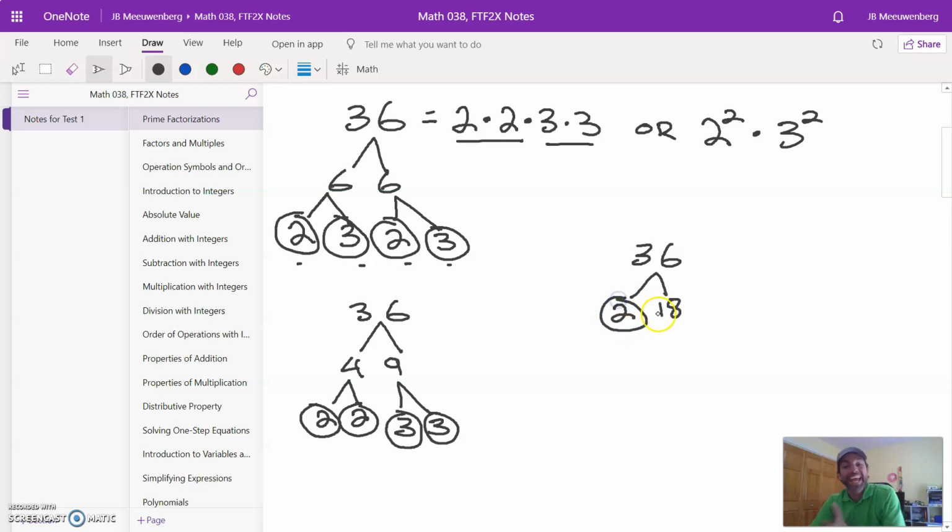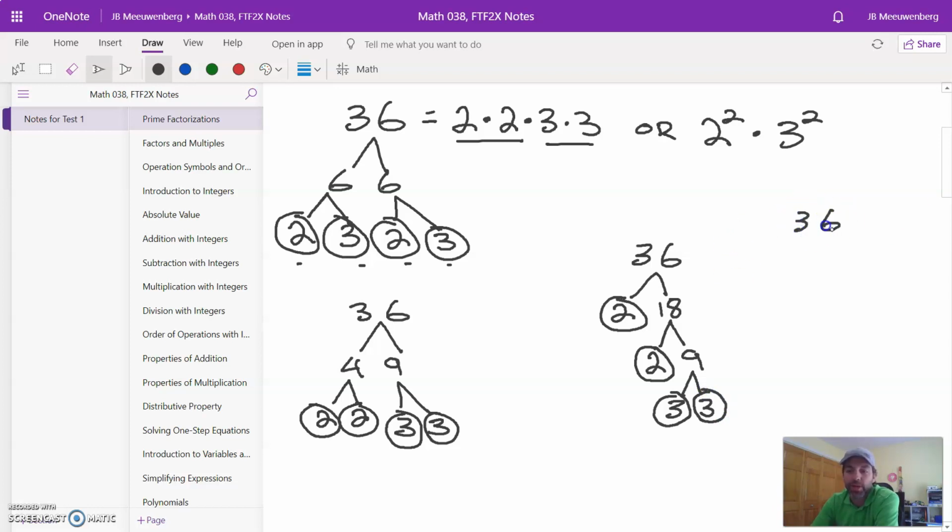2 is prime, but 18 is not. So this is where one branch gets longer than another branch, because we have to keep going with the 18. Here you could do 3 times 6, or maybe you just kept dividing by 2 and said 2 times 9. You get 2. 9 is then 3 times 3. Keep going until you get prime numbers. But look, it's the same numbers every time: 2, 2, 3, and 3.